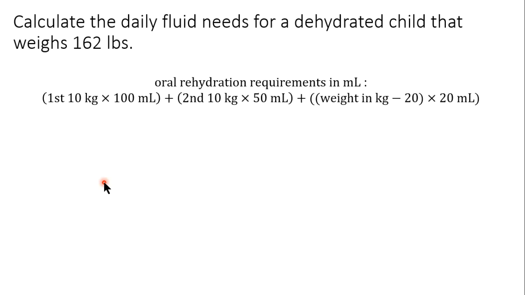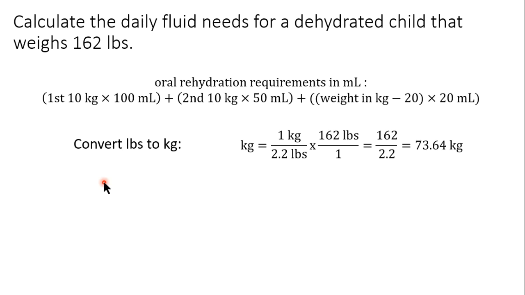So first we need to convert the pounds to kilograms. We put kilograms equals to the conversion ratio, so 1 kilogram over 2.2 pounds times the weight in pounds of 162 pounds over 1. Pounds cancel out, so we just divide 162 by 2.2, which gives us 73.64 kilograms.